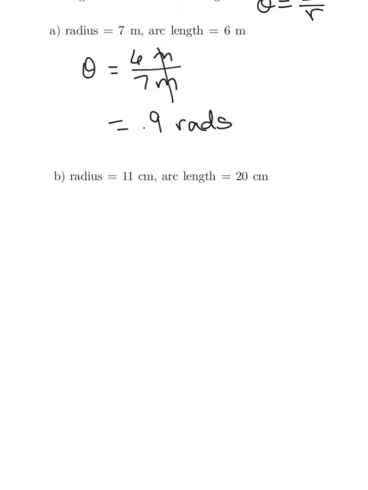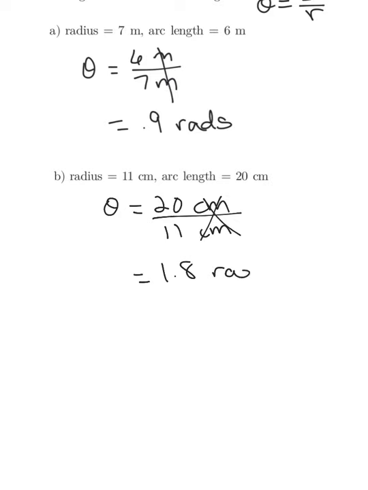On problem B, we are told that our radius is 11 centimeters and our arc length is 20 centimeters. So to find theta, we're going to take arc length, 20 centimeters, divided by radius, 11 centimeters. The centimeters over centimeters cancels. Take 20 divided by 11, you get 1.8. Theta is in radians.